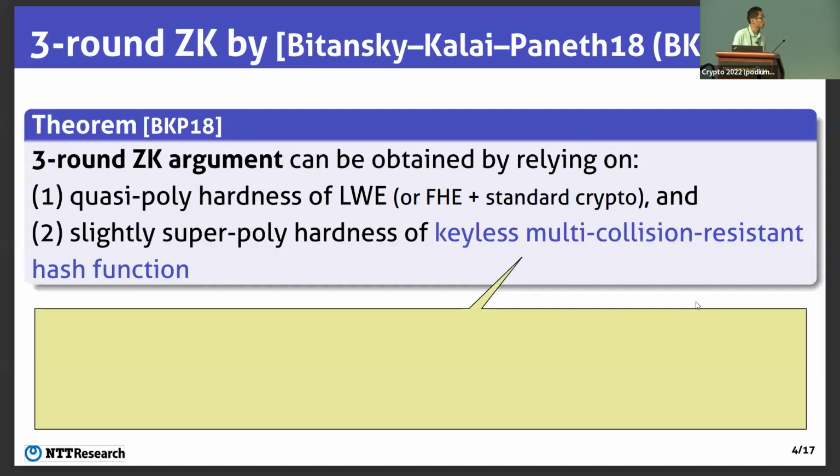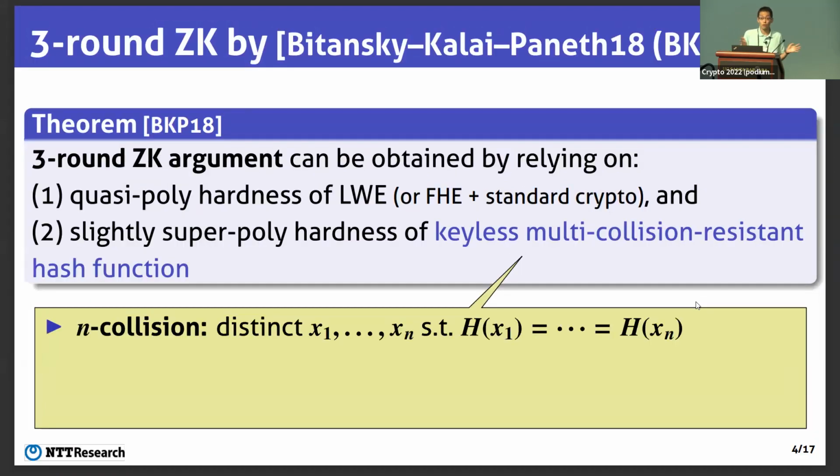So what are keyless multi-collision resistant hash functions? First, multi-collision is just a simple generalization of the standard notion of collision. In particular, an n-collision is a tuple of n distinct elements that are hashed to the same element. Then multi-collision resistance basically says that it is hard to find a multi-collision, but it is defined a bit carefully for keyless hash functions so that it is meaningful even for non-uniform adversaries.